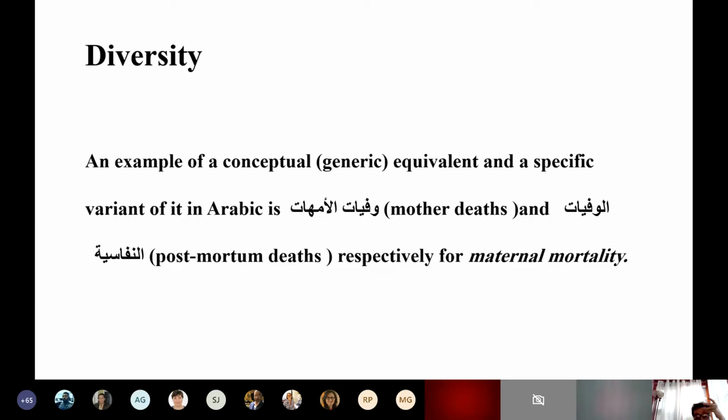Sometimes there is a generic or conceptual equivalent that's fit for generic texts, and some equivalent which is more specialized. A standard paradigm case is the term maternal mortality. In some cases, in general domain texts, it means death of mothers, and sometimes it could mean post-mortem deaths. In Arabic, we have two equivalents. One for the general domain, which is death of mothers, and one for a specific domain, which is in medical contexts, which is post-mortem death.